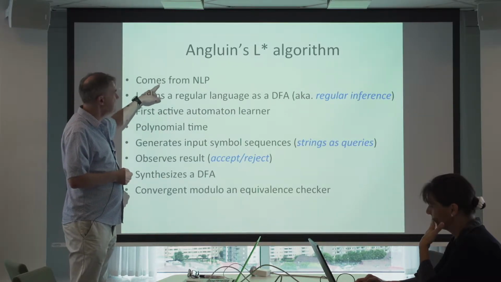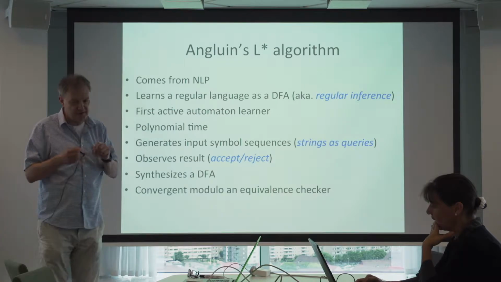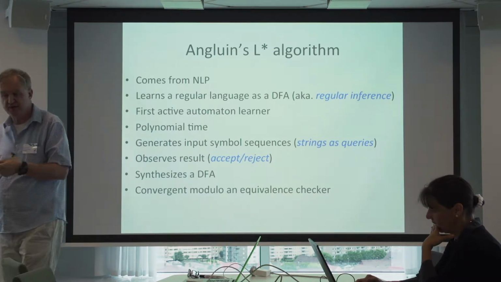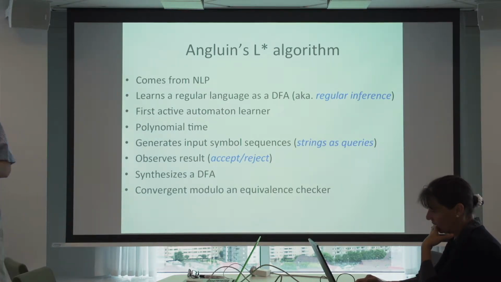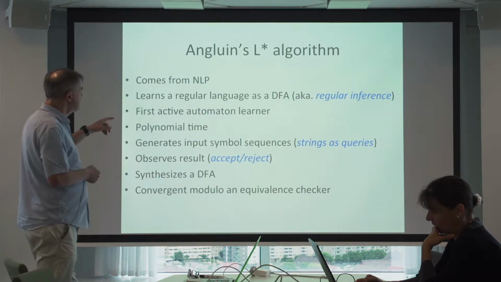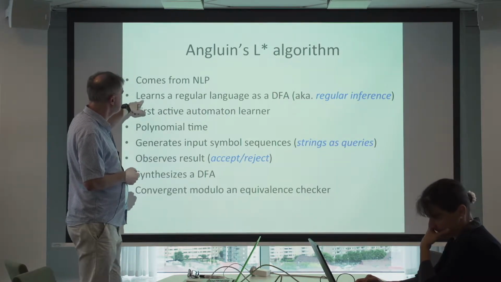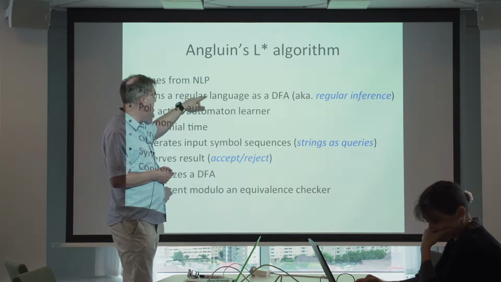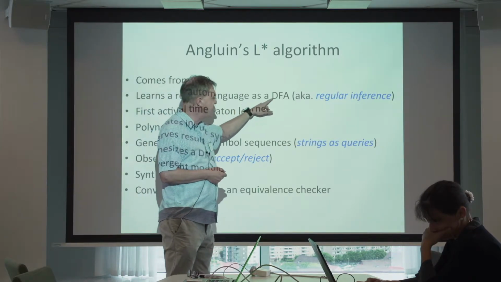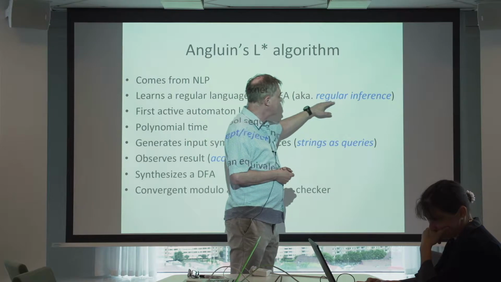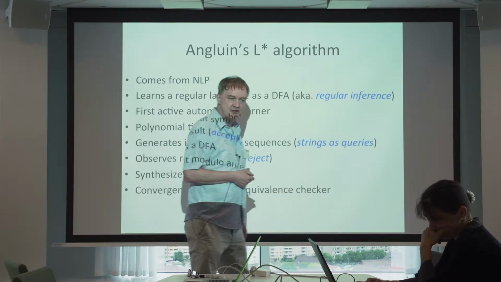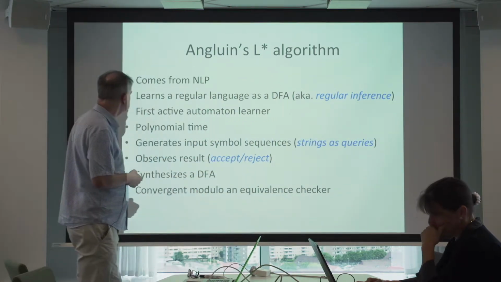And of course, you use Kleene's result to say that, well, you can learn the grammar as a grammar, but you could replace it with a DFA and then convert it back if you wish. So Angluin's approach is to learn the regular language for NLP work, but as a DFA. This is sometimes called, particularly in the earlier literature, regular inference, okay?